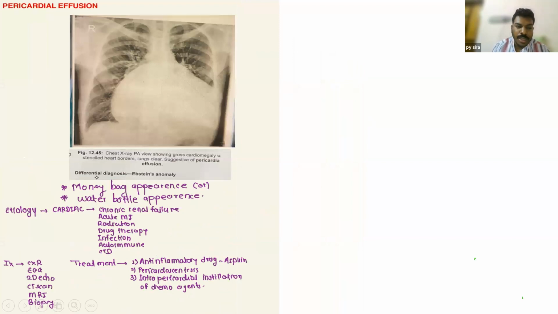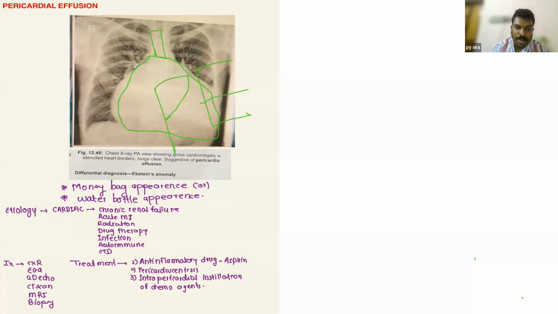Here, if you see this appearance where you get an apparent cardiomegaly like structure, and this cardiomegaly structure looks like a money bag or a leather bag or a water bottle appearance. Okay, and this indicates that the patient is having pericardial effusion.